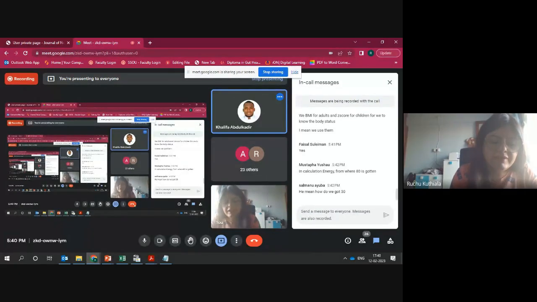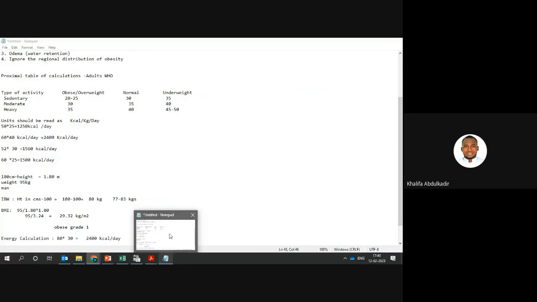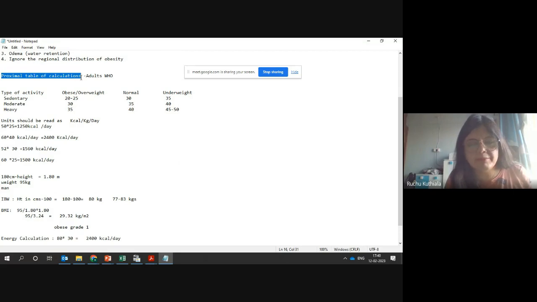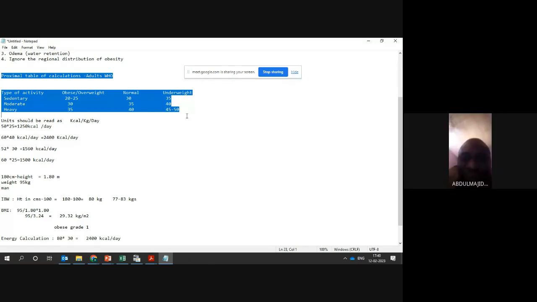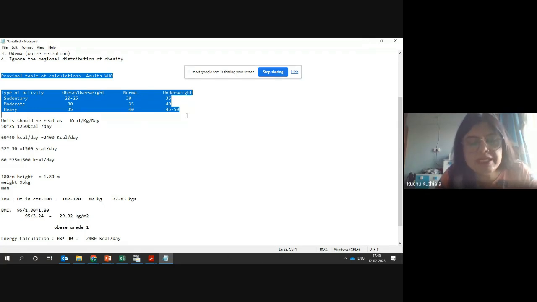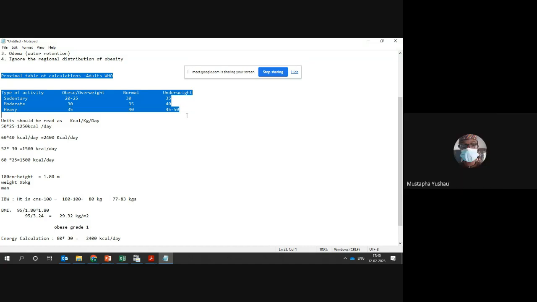Yes, he is referring to the 30 from the proximal table of calculation. Abdul, could you see this proximal table? Is the screen not visible? Yes, it's visible. So, Abdul, this 30 I have picked up from this proximal table. Can you see that I have highlighted that table? Is the screen not visible to you? Shall I share it again? Yes, my screen is visible.